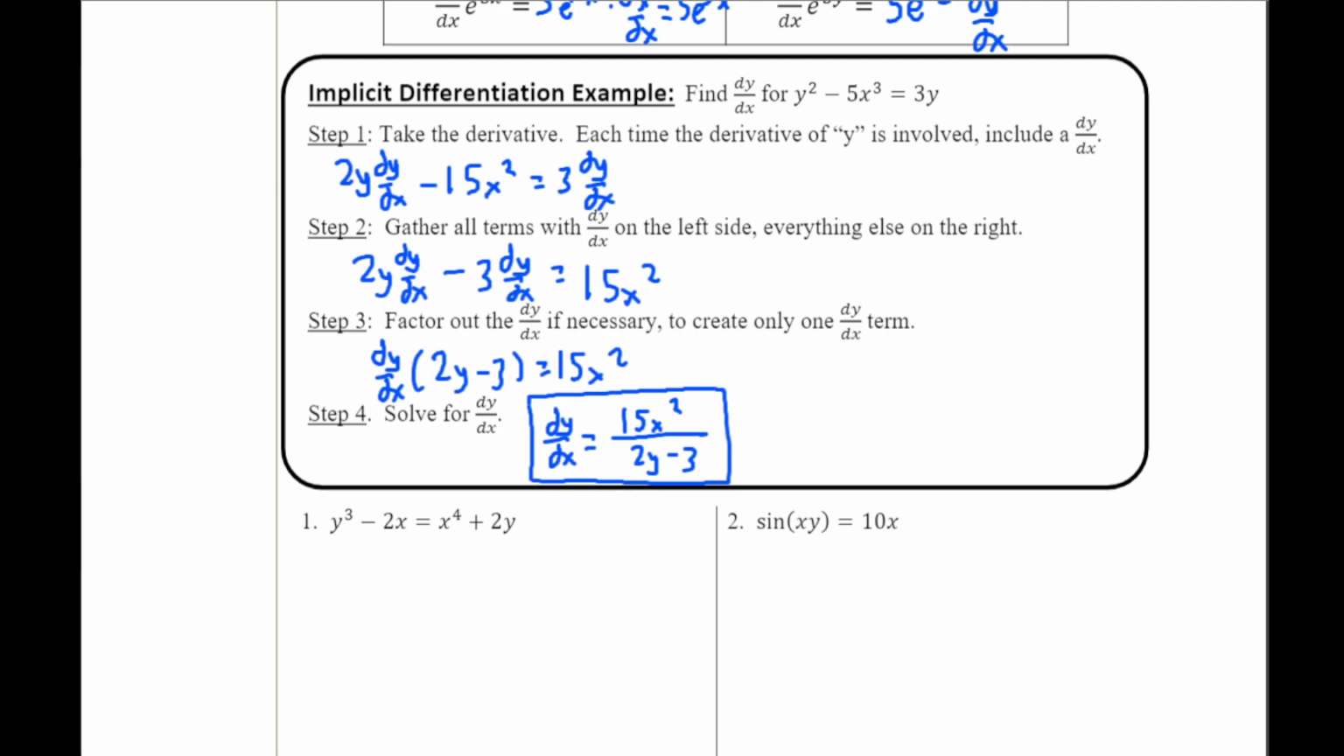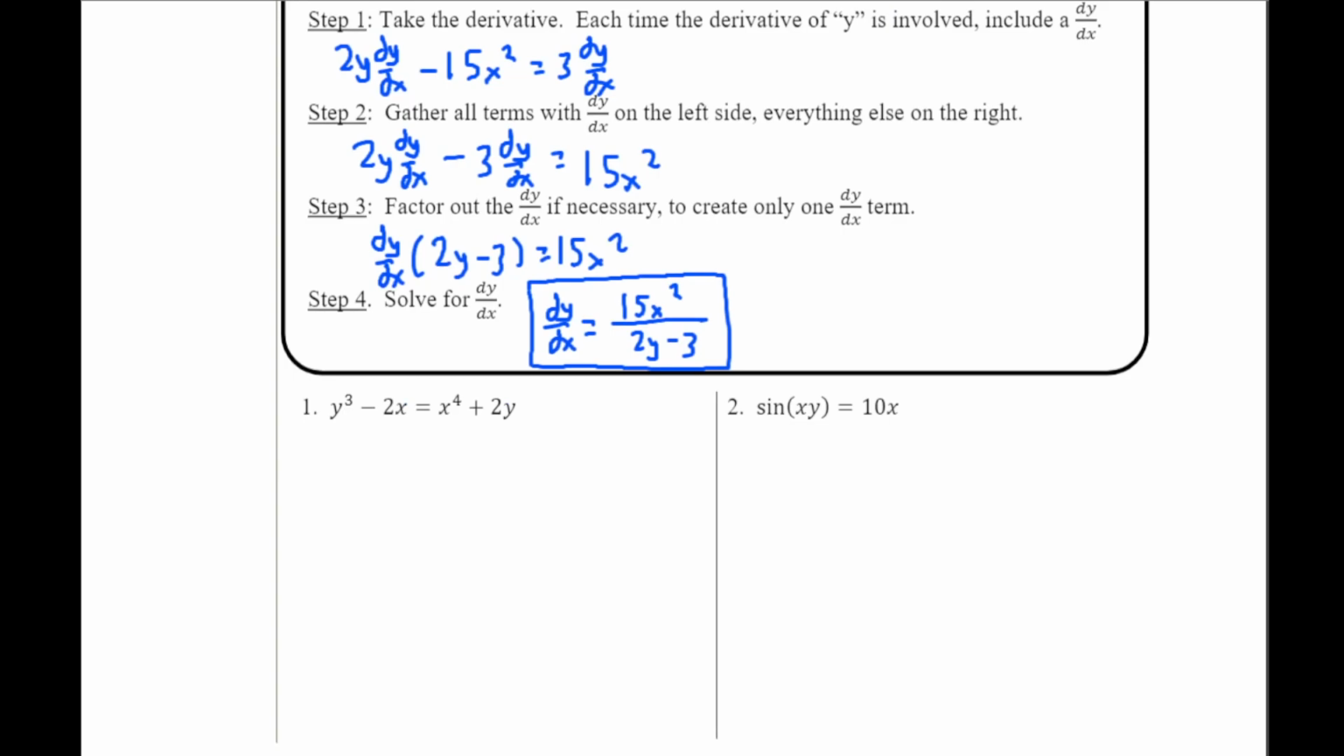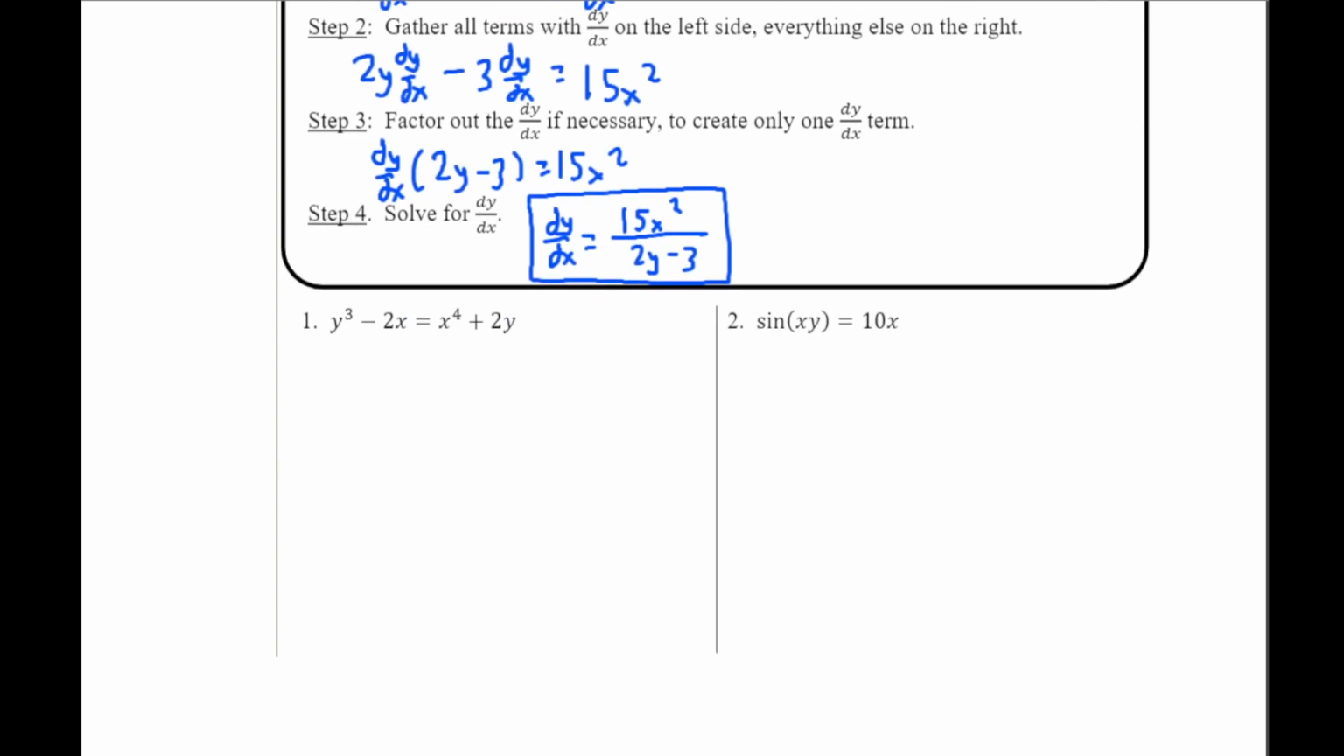One key note here, instead of dy dx, you can also write y prime if you want, just to save some room. So right here, the derivative of y cubed, we could do it this way. 3y squared times y prime minus derivative of 2x, which is 2, equals derivative of x to the fourth is 4x cubed, and then plus 2 y prime.